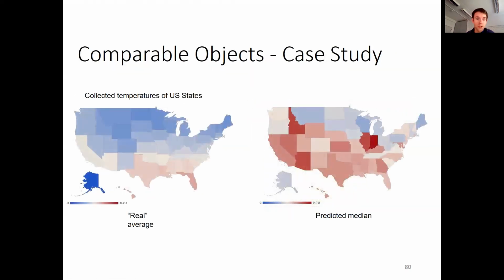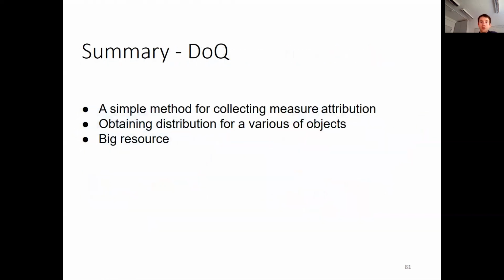Nonetheless, the results are quite cool. So here's a case study of temperatures collected for US states. So what is the real average from meteorological observations, and what is the mean predicted from the DOQ resource? And we see a great correlation between the colder northern states and the warmer southern states in the US. To summarize, DOQ is a very simple method for collecting measures. The resulting resource is huge and has an encouraging quality for various downstream use cases.